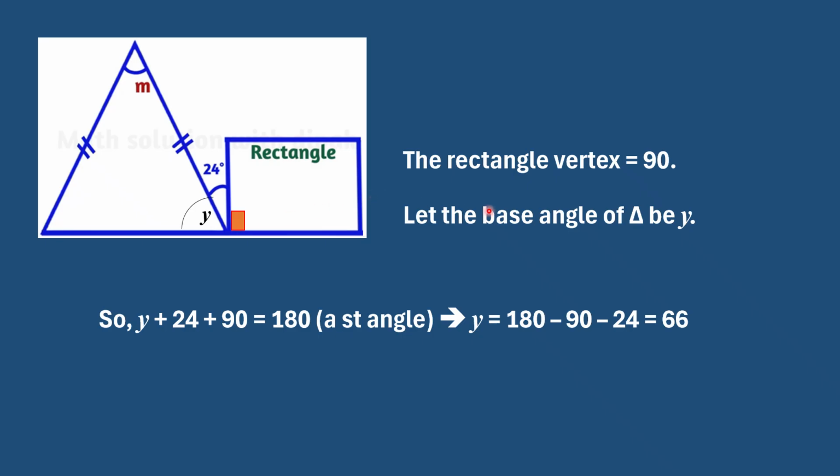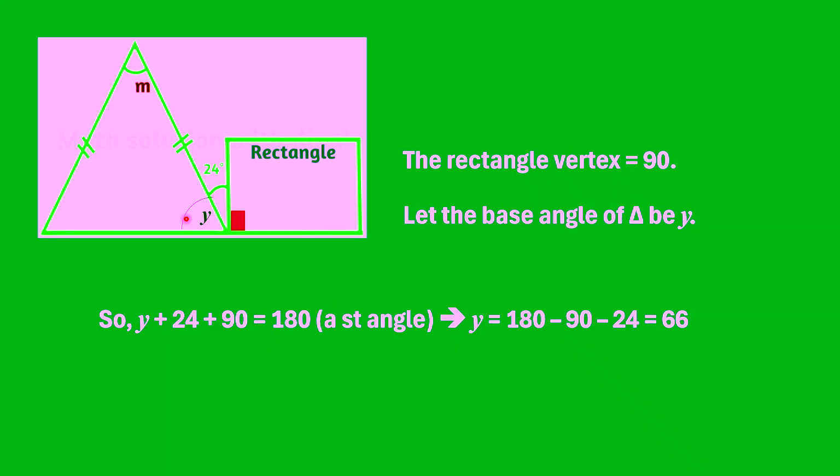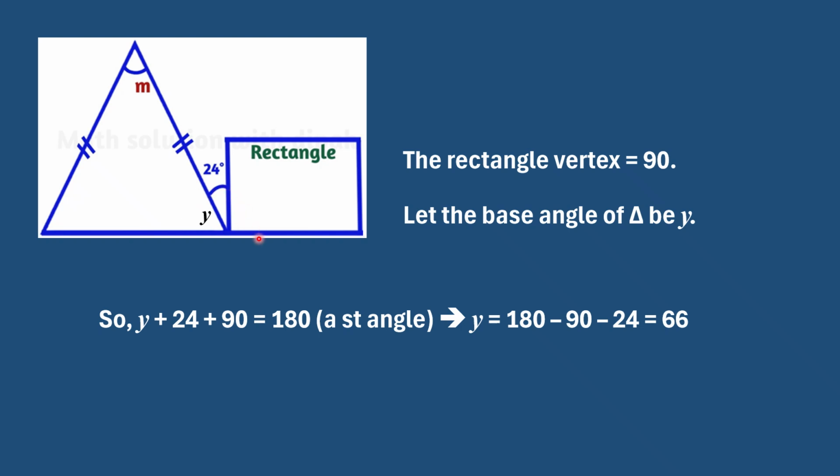So the rectangle vertex is 90. You can see the blinking red rectangle, small rectangle. The base angle of the triangle is y. You can see the blinking arc, and this is 24 given. So the total from here, if we say y plus 24 plus 90, it should be 180. That is a straight angle.